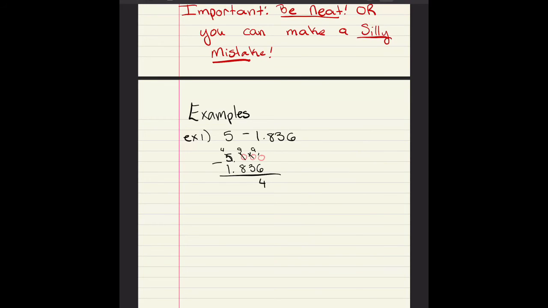Whew, okay, so 10 minus 6 is 4. 9 minus 3 is 6. 9 minus 8 is 1. Bring my decimal down. And 4 minus 1 is 3. So my final answer is 3.164.